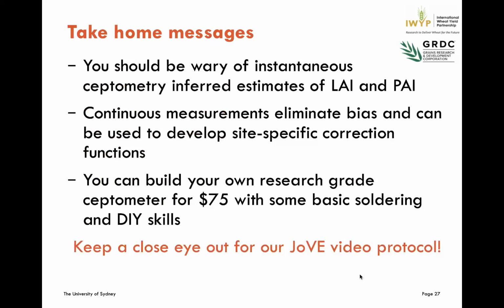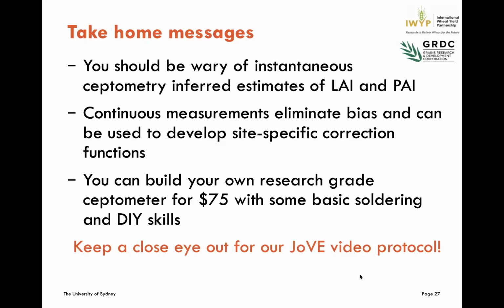I guess some final take-home messages from our ceptometry work is that we should be a bit more wary of instantaneous ceptometry inferred estimates of LAI and PAI. There's a huge amount of error there, this error and bias could be eliminated by using continuous measurements, or continuous measurements could be used to develop site-specific correction functions, as I showed on that previous slide.